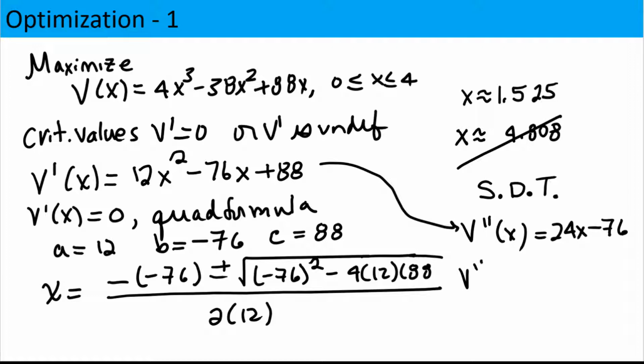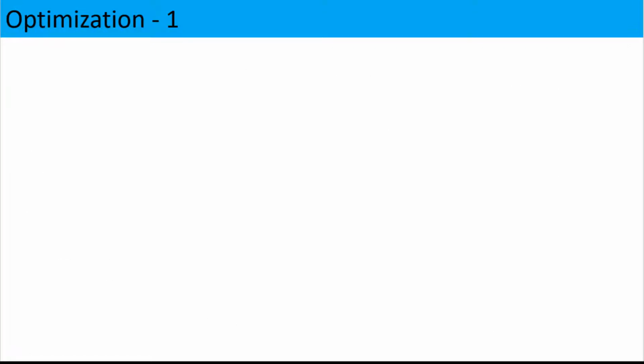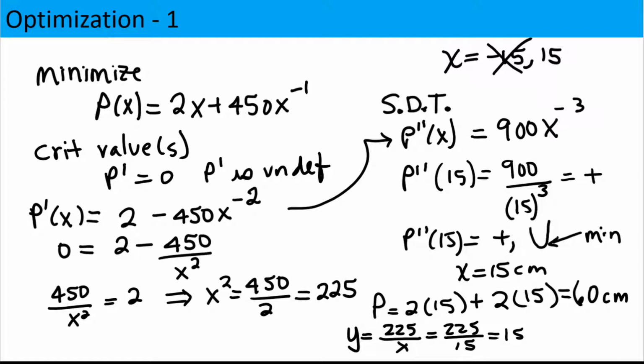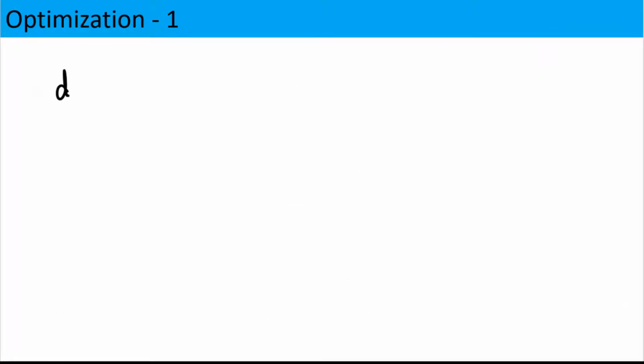Let's evaluate the second derivative at 1.525. Compute, and you get the value that is negative. If it is negative, then we know that it is concave down. And if it is concave down, we have the value as a maximum. We're not quite done. So we need the dimensions. That gives us the maximum.